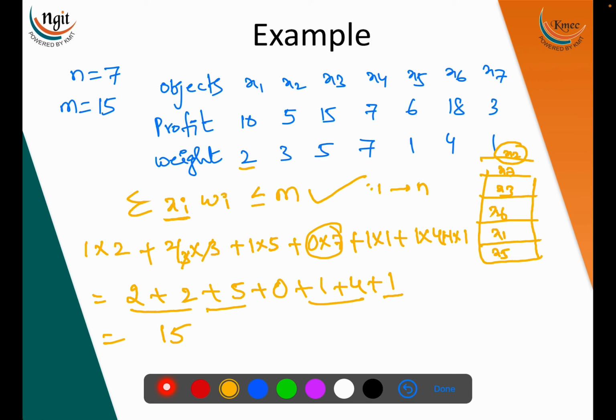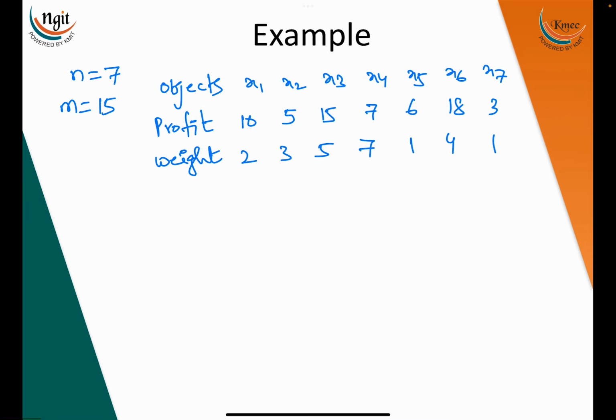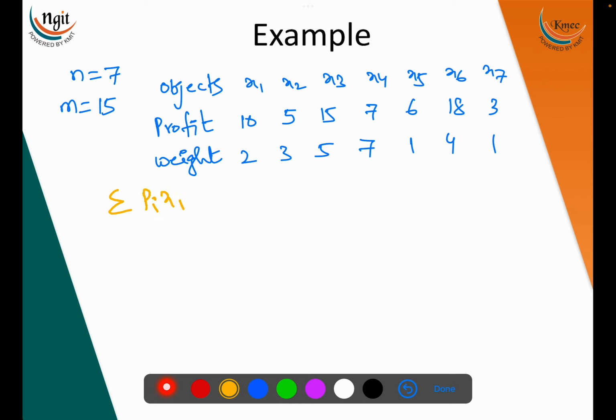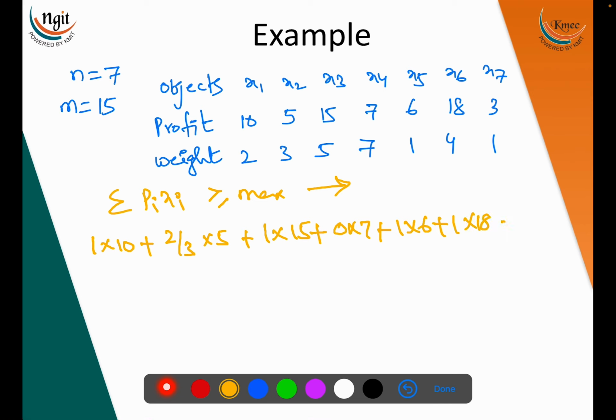So we reach the constraint of maximization. Now let's see, in the definition part we were seeing that the profit sum of PiXi should always be maximum. Then this is your optimum solution. Let's see what PiXi is. PiXi is 1 into 10 plus 2 by 3 into the profit of X2 item plus 1 into 15, 0 into 7 plus 1 into 6 plus 1 into 18 plus 1 into 3. So finally you'll get the answer, which is 55.3.